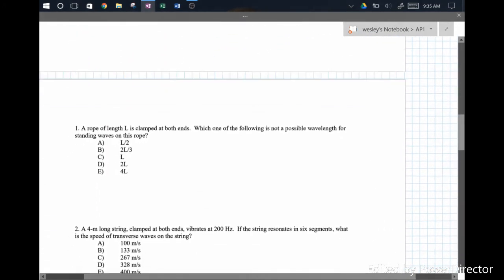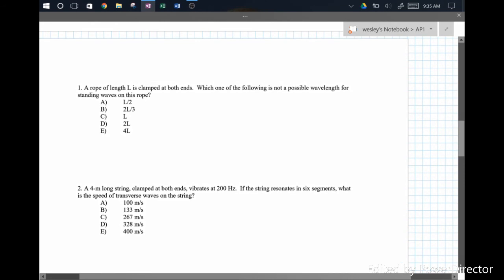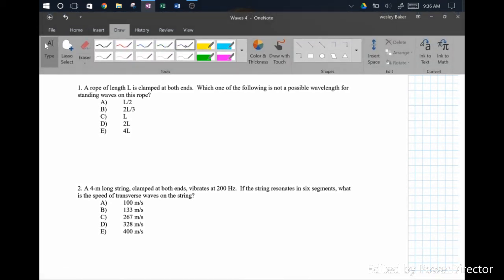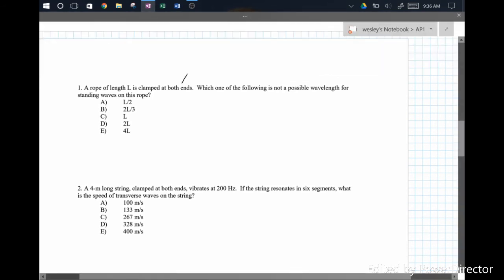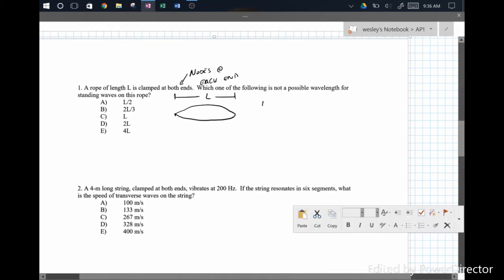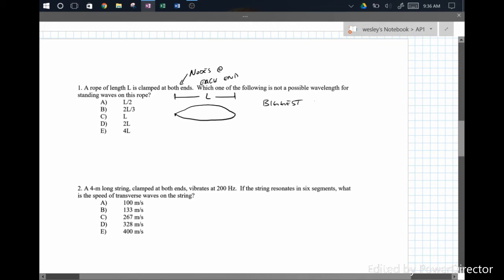All right, so some multiple choice questions. A rope of length L is clamped at both ends. Which one of the following is not a possible wavelength for standing waves on this rope? Okay, so if it's clamped at both ends, that means I have nodes at each end. So if this is my length L, the longest wavelength that I can put on here is this shape. So this is only half a wave. Half of a wave is equal to L.